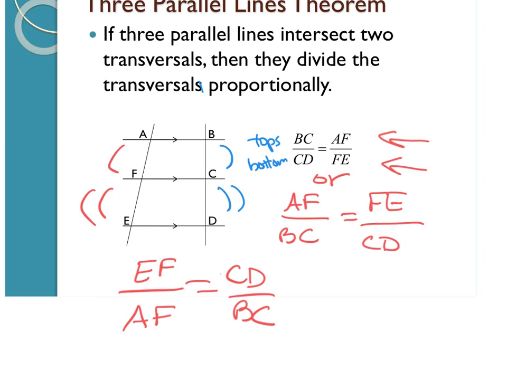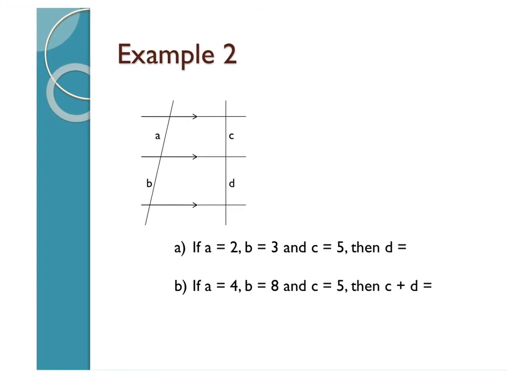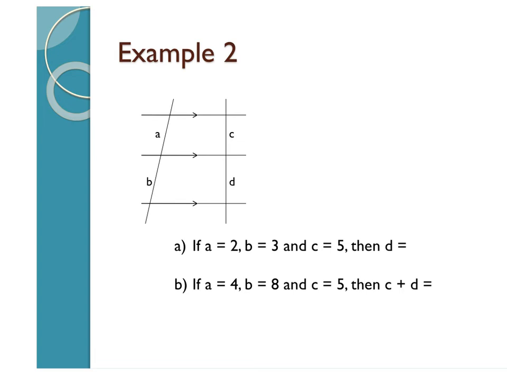All right, let's try example 2. We're going to apply this theorem. Okay, so we have our 3 parallel lines and we have our 2 transversals. So for part A, I'll write the numbers into my figure in red. So A equals 2, B equals 3, C equals 5. It wants me to find D. So actually I can just leave it as a D, not an X.